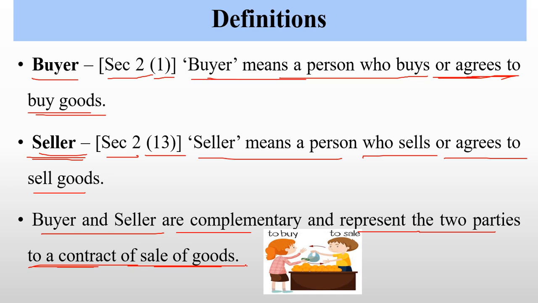Now goods can be anything. We are going to see what goods means, the definition of goods, also. So in the contract of sale of goods, there are two people: one is the buyer and the second is the seller. They are important in the contract of sale of goods.